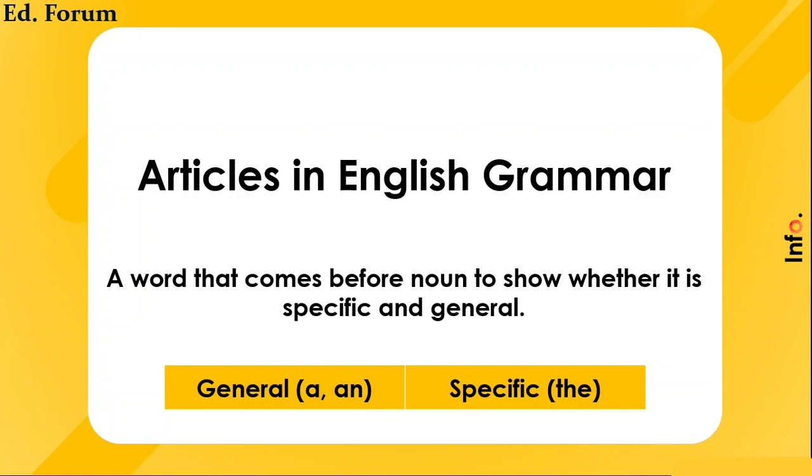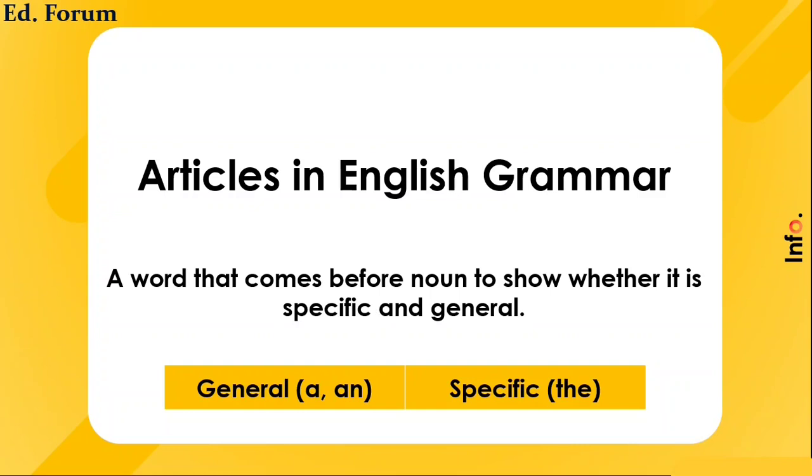Yes, my dear students. A word that comes before a noun to show whether it is specific or general is the simplest definition of an article. And there are two types of articles. One is the definite article and the other one is the indefinite article. So general ones are the indefinite articles and specific ones are the definite articles. Yes, so there are two indefinite articles. They come on the general side. So number one is a, number two is an.